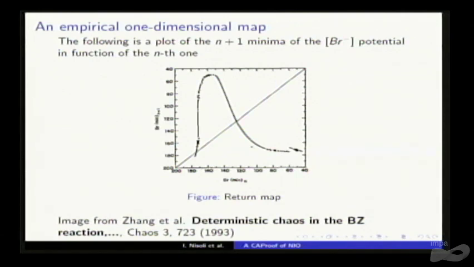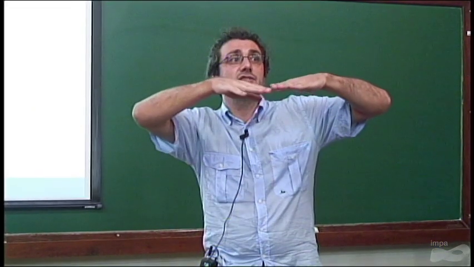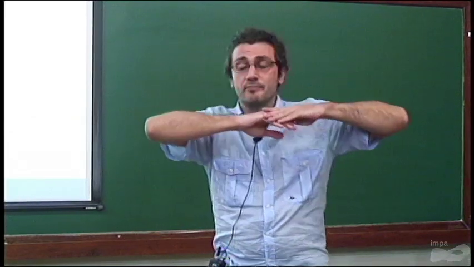And as a matter of fact, there is this really nice study on deterministic chaos in the Belousov-Zhabotinsky reaction, which speaks about various models for this reaction. And at some point, they speak about this return map that shows the potential of the bromide ion at step n+1 as a function of the minimum for the potential of this bromide ion at step n.